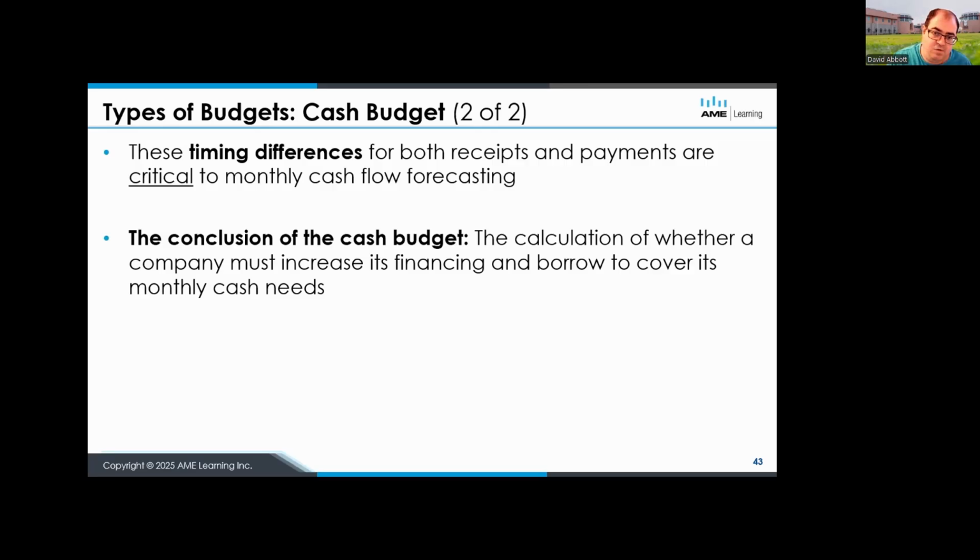And so the conclusion of the cash budget is going to be the calculation of whether a company would need to increase its financing and borrow in order to cover its monthly cash needs. It might be possible that a business has a line of credit at the bank that they're able to draw upon to borrow at certain times where things don't quite line up the way that they ought to.